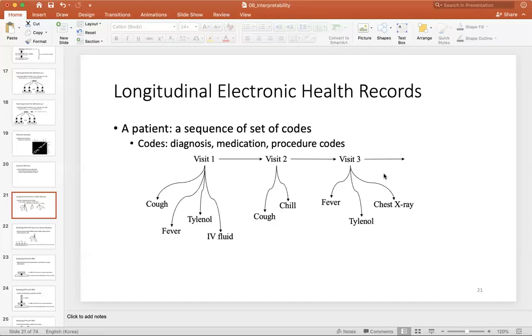And another is that because it's a two-layer architecture, there's a sequence of visits, but within each visit there's a different number of codes. So we need more than just a sequence-level interpretation. Just saying that visit 1 was important is not enough. So we want to do better than that.